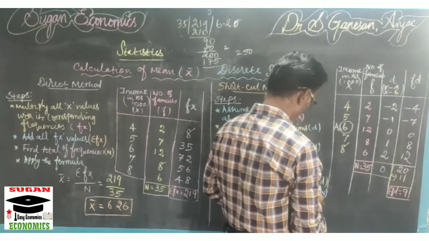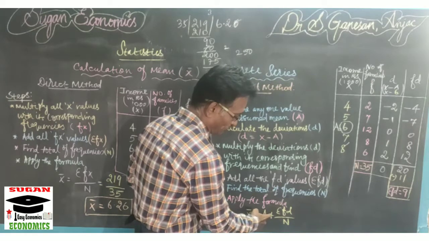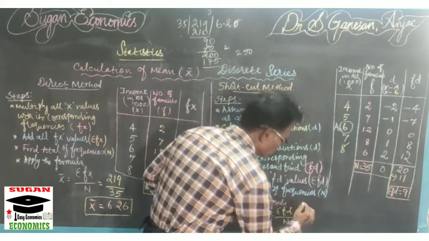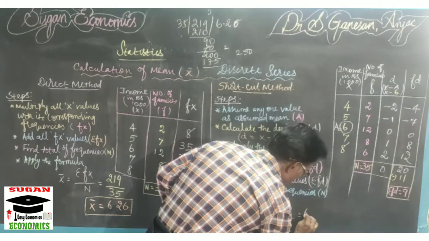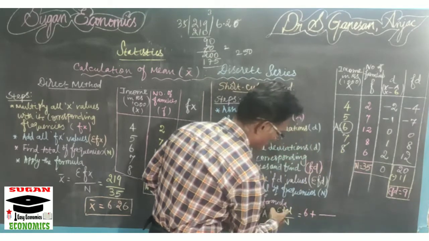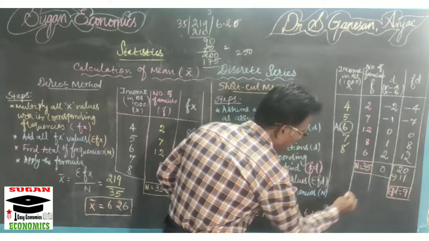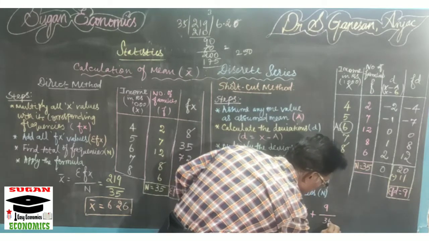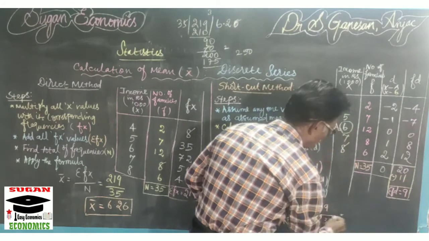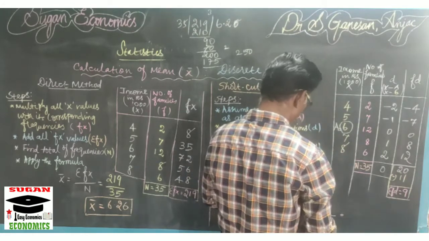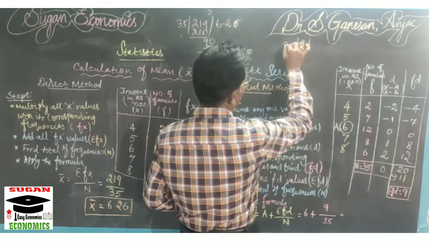So now we have to apply the values in the formula. What is the formula given? X bar equal to A plus sigma f d by n. Now you substitute the values. What is A? A equal to 6. So 6 plus, what is sigma f d? Sigma f d equal to 9. Then what is n? n equal to 35. Right? You have substituted the values. Now we have to find the arithmetic mean value. So here 9 should be divided by 35.